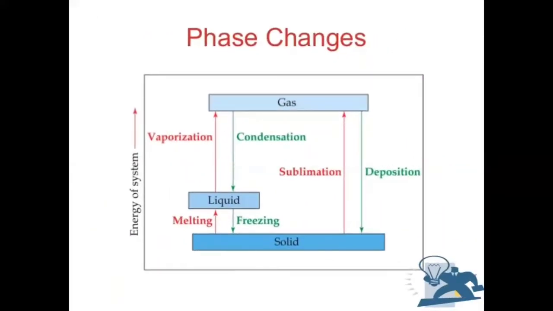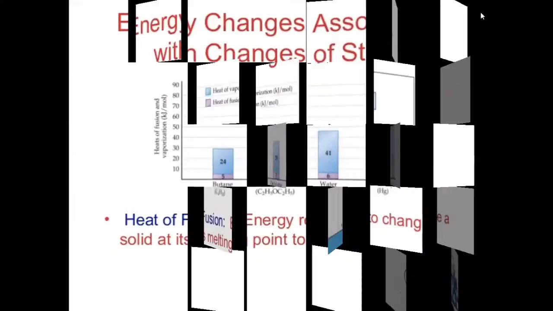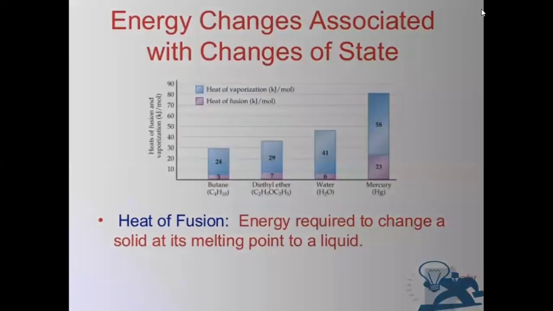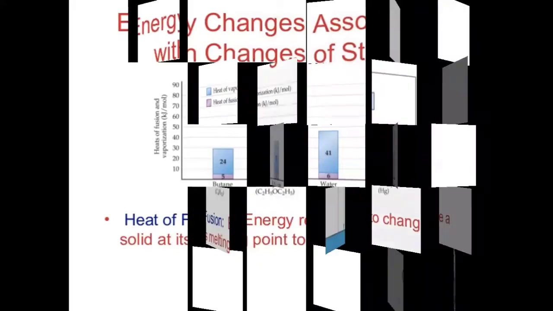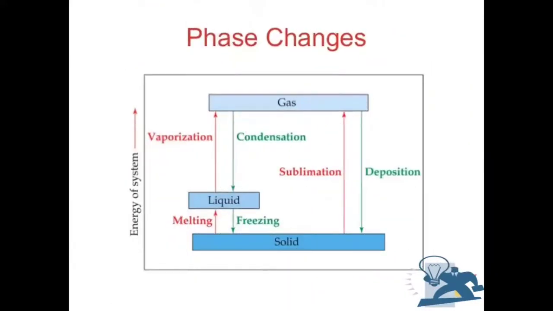So ito po, energy of a system: solid, liquid, gas. So paano yung flow: vaporization, condensation, sublimation, freezing, and melting. So that's how.